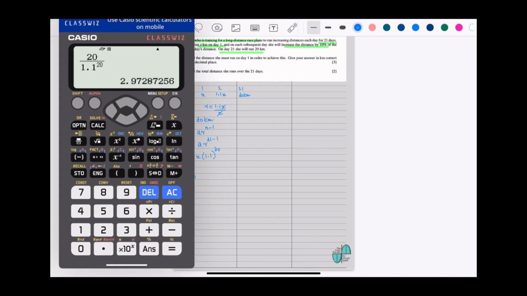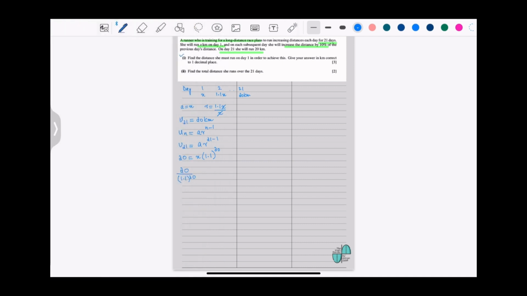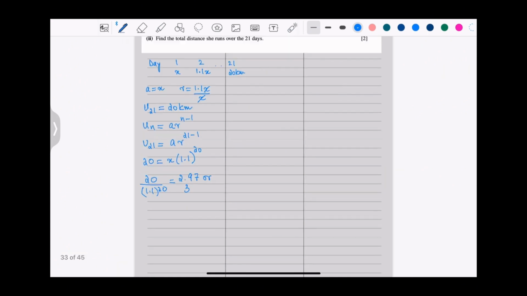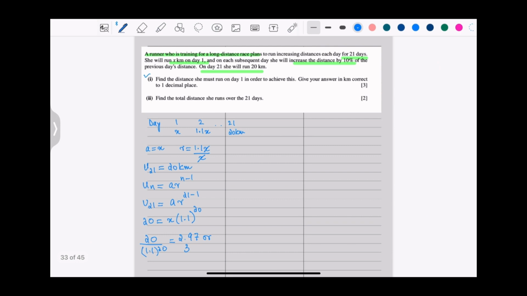Since the answer has to be correct to one decimal place, 2.97 rounds off to 3. That will also be counted as one decimal place, because the value next to 2 is 9, so I'll round it off to 3. That's the answer. Next: find the total distance she runs over the 21 days.